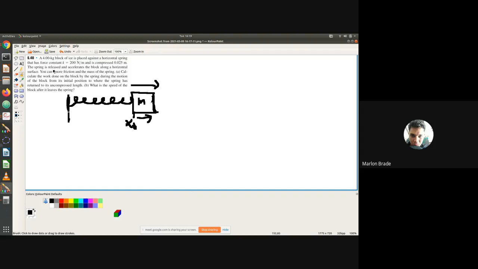The spring is released and accelerates the block along the horizontal surface. You can ignore the friction and the mass of the spring. Calculate the work done on the block by the spring during the motion. Guys, what is the work done here, at first glance? Positive or negative?